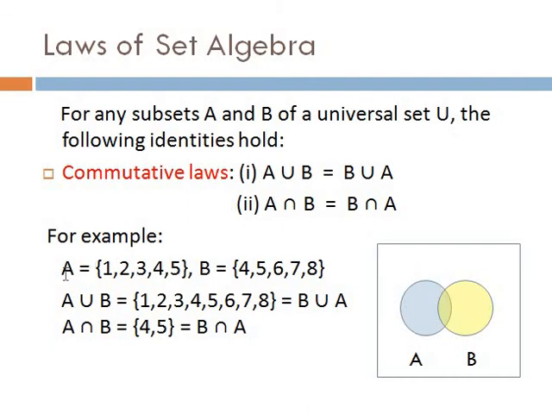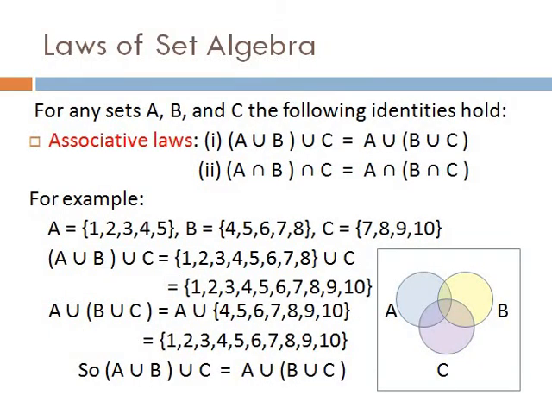For example, if A is 1 to 5 and B is from 4 to 8, then A union B is the total elements from 1 to 8, and B union A represents the same set. If you take the intersection of A and B, then the common elements between A and B are 4 and 5. Similarly, for the intersection of B and A the common elements are 4 and 5. So these two are equal. A intersection B equals B intersection A.